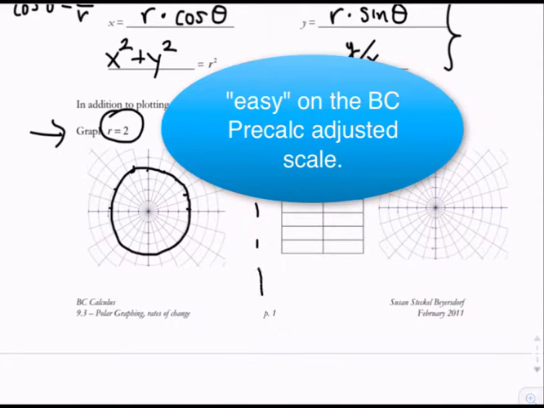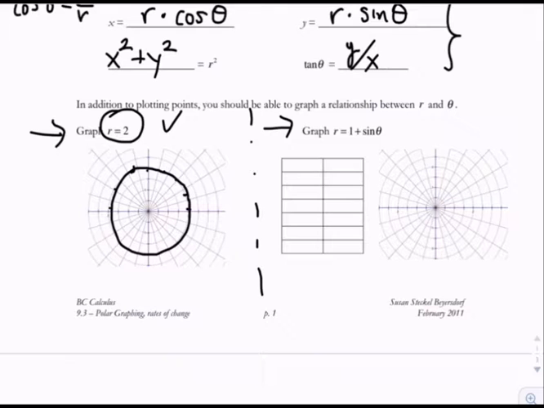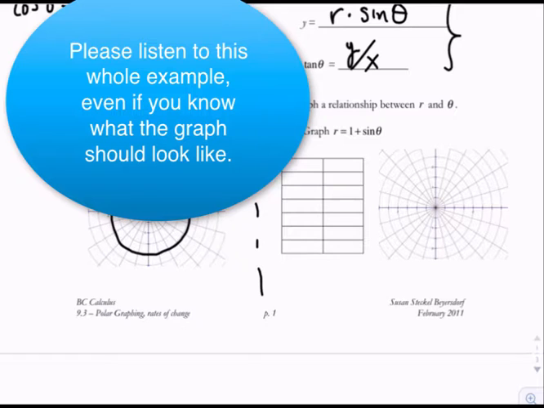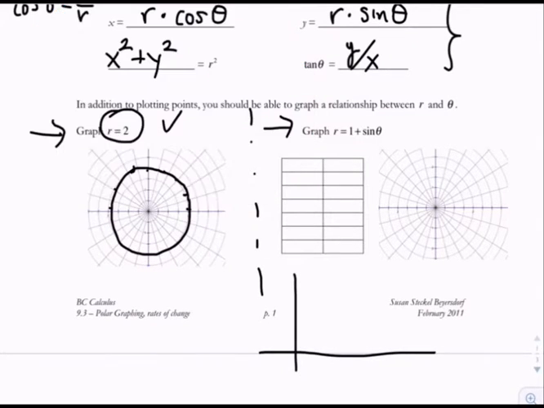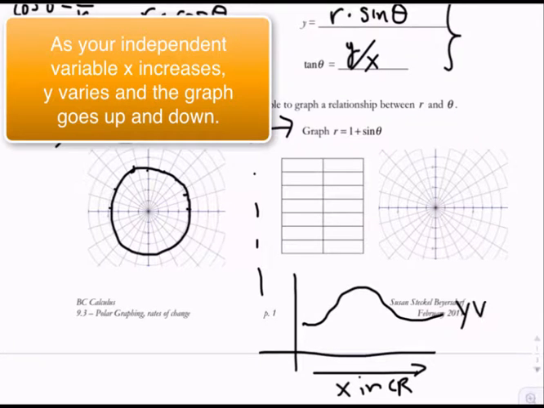It gets a little harder with this one, where r depends on theta. And so the way I want you to really think about this is to make a table of points, and I want you to connect them. But here's a philosophical difference. When you graph XY graphs, we usually start at the left and graph to the right, which means x is increasing. And as x is increasing, y varies.